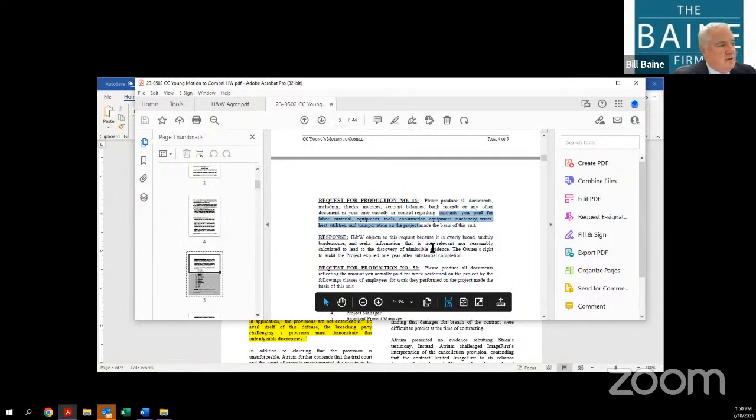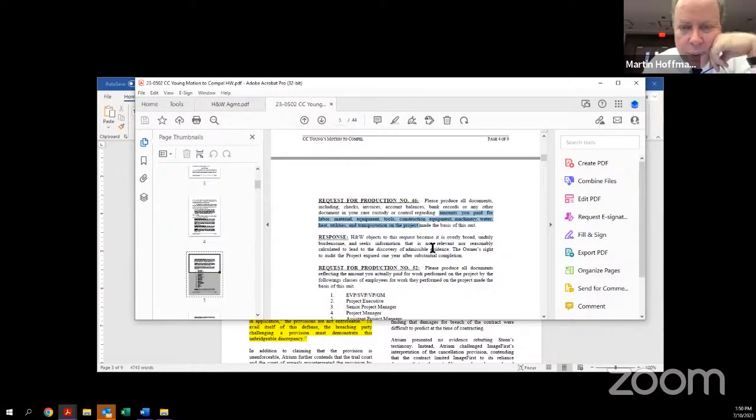46 is the documents showing the backup for what they actually paid. Checks, right. Bank records, something like that. That objection is overruled. You need to produce that.